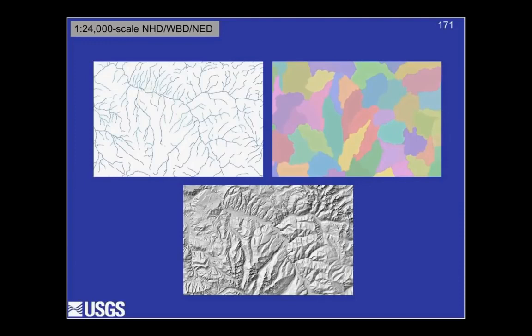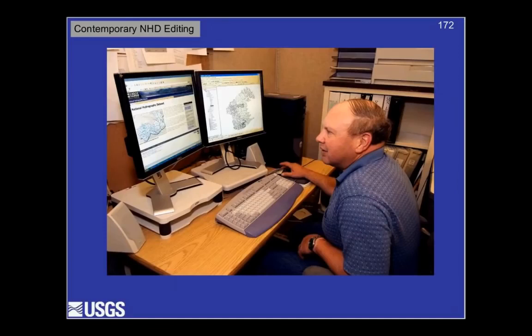The NHD, WBD, and National Elevation Data Set produced by the USGS provide a triad of geospatial data to define the topography of the nation. This has revolutionized scientific hydrographic observation data collection and analysis. It is now possible to integrate many types of water information in geographic information systems and model the behavior of water to better inform us on how we manage our water resources.